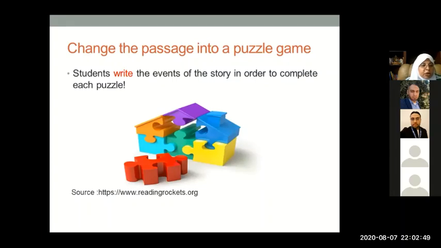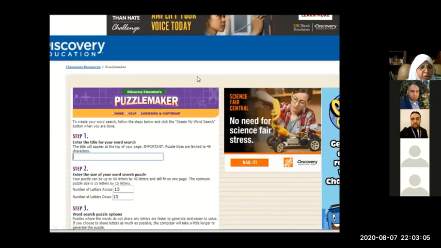So students write events of the story to complete the puzzle. They write events in breakout rooms, and then they share it with other groups, and they have to put the puzzle together. This works with younger learners. For adults, you can use this digital tool. It's called Puzzle Maker. Adults can use this one. The previous one was for young learners. This one is for adults. It's very easy to use.